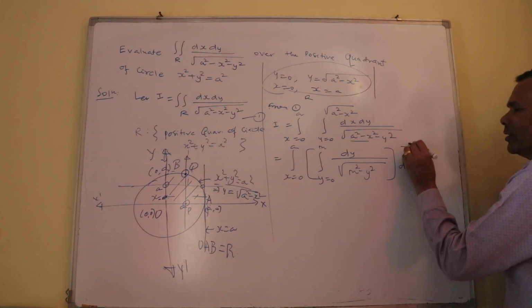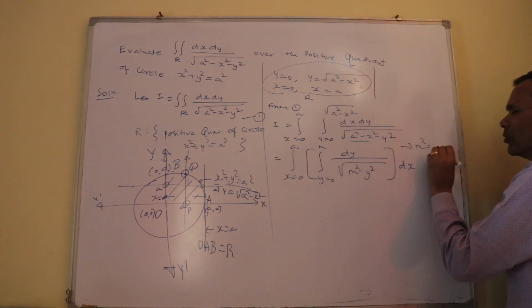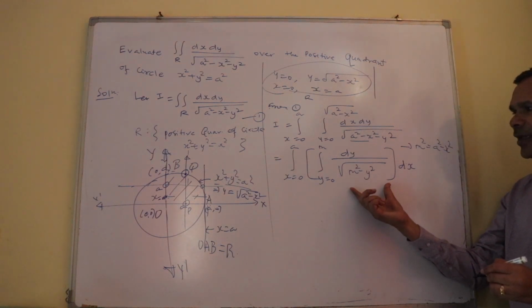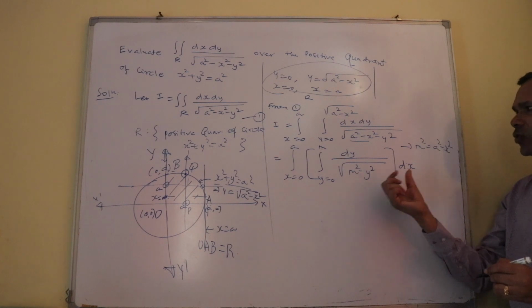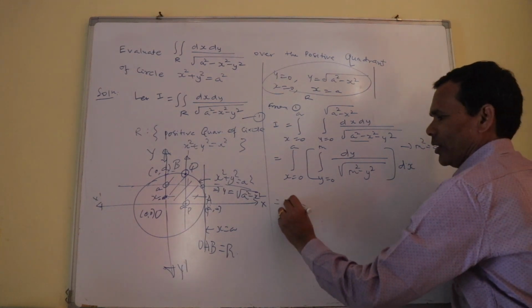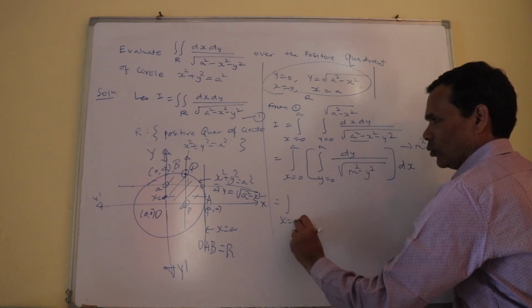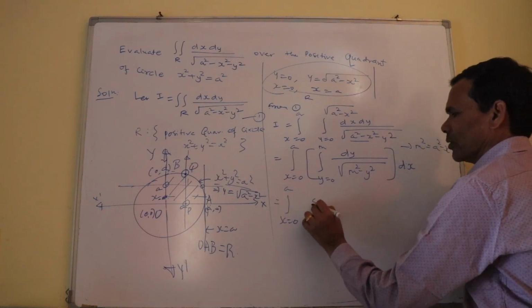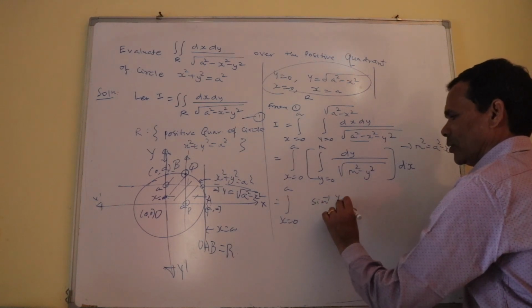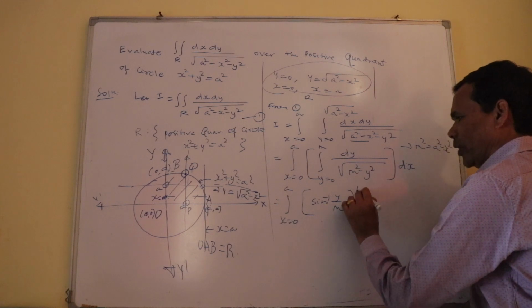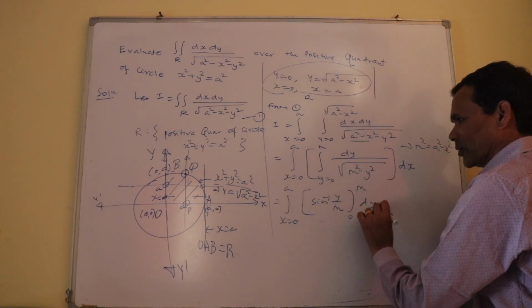m I have considered m square is equal to a square minus x square. This is a temporary substitution I have taken because while integrating with respect to y, x is constant. So a square minus x square is constant. So integration of this x from 0 to a, I integrate this. This is sine inverse y upon m and limits apply 0 to m and then dx.